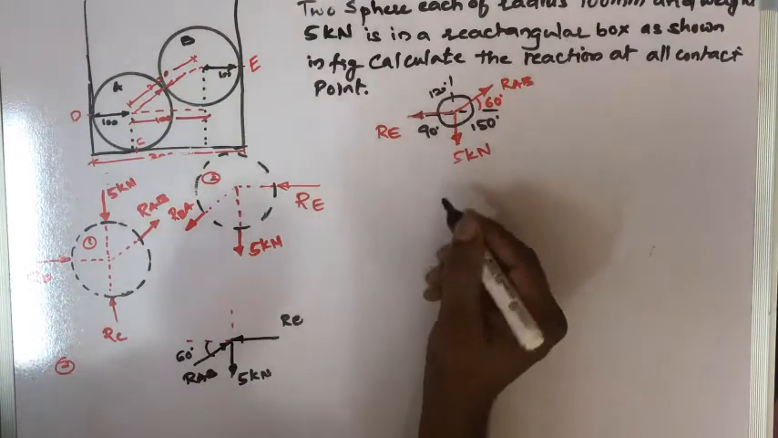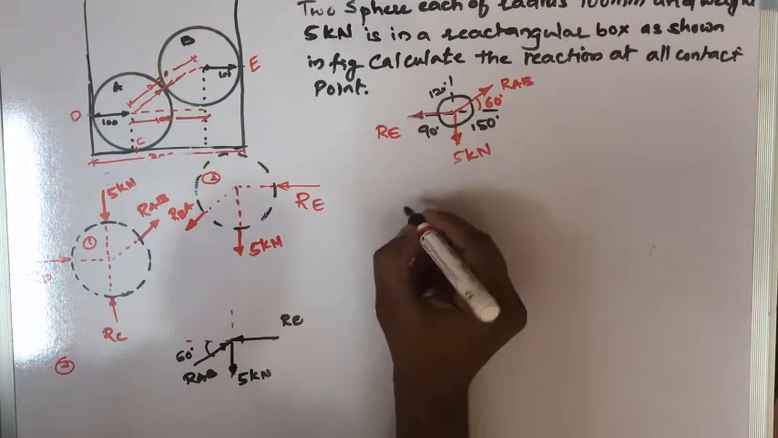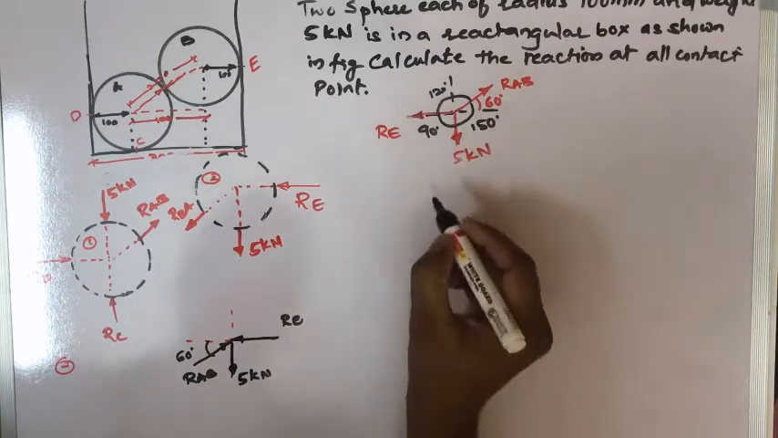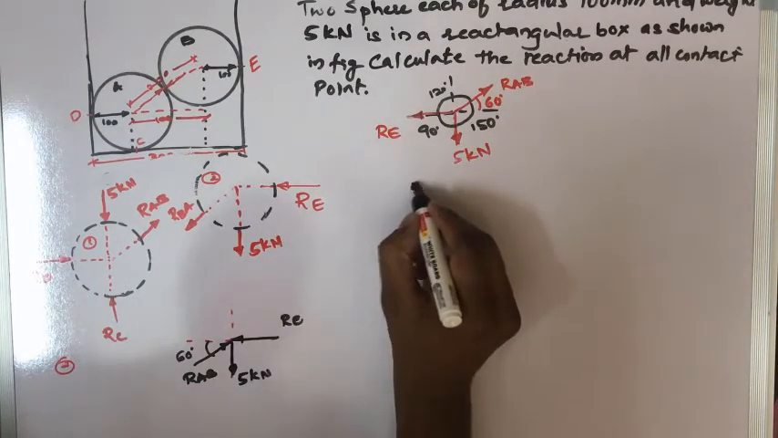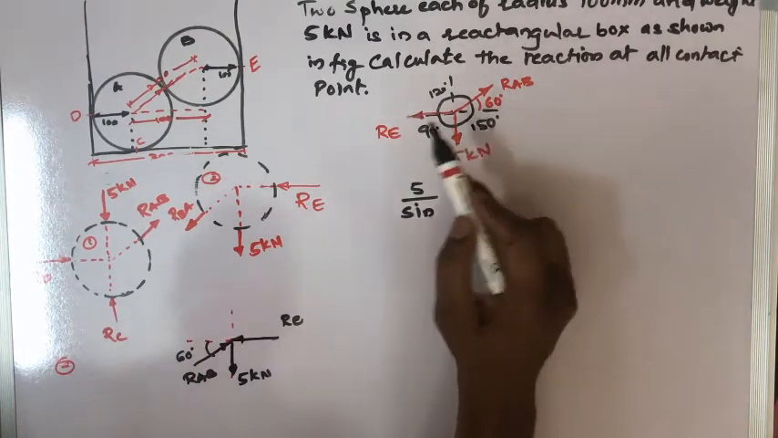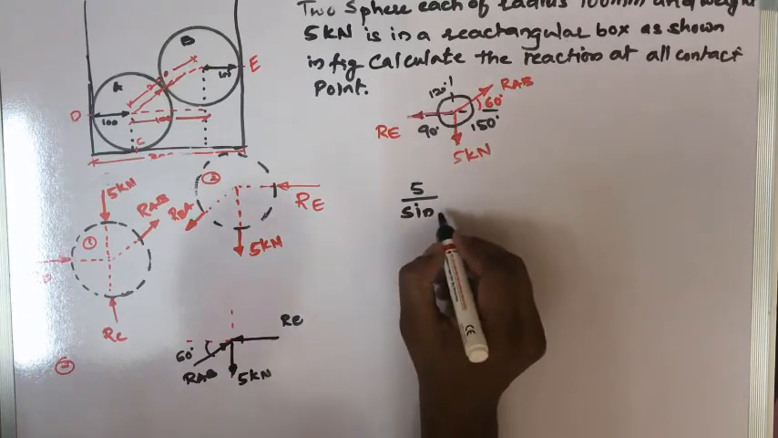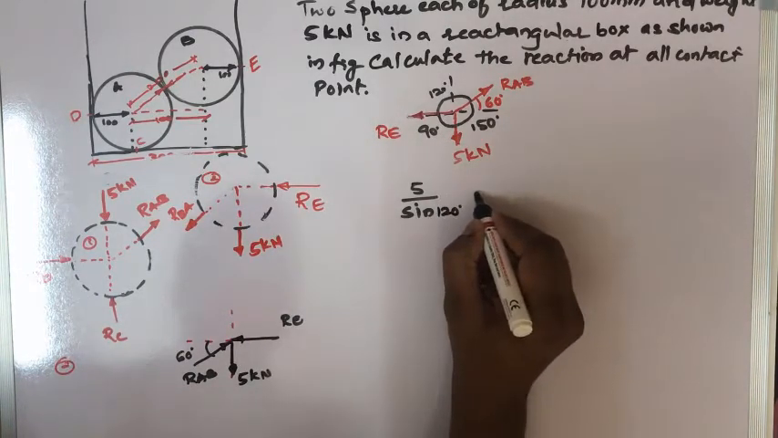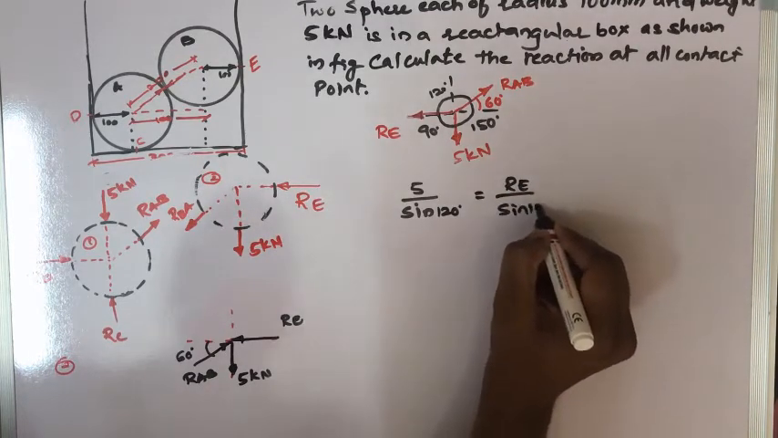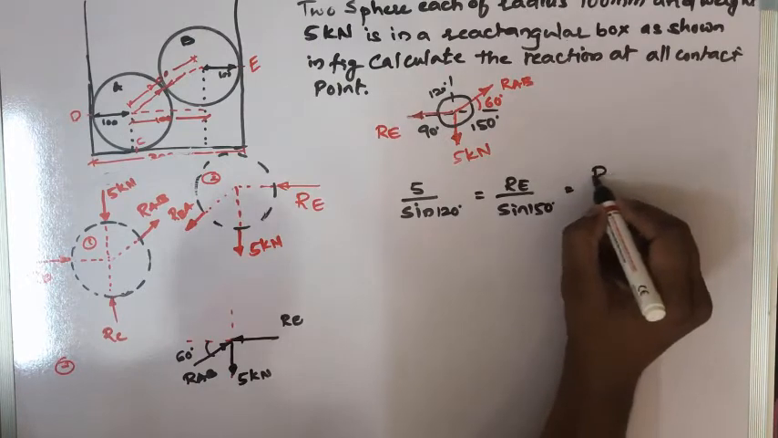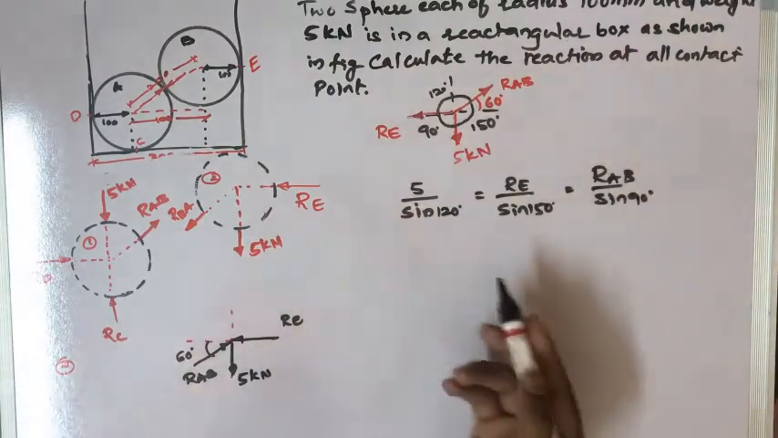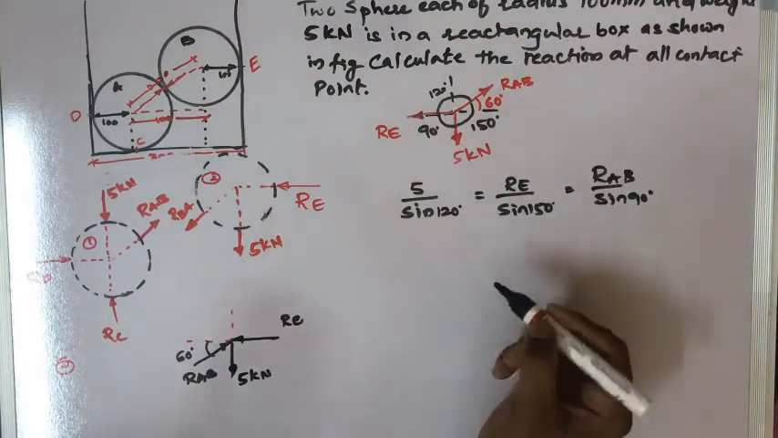So we can use Lamè's theorem formula, which says that the magnitude of each force is proportional to the sine of the angle between the other 2 forces. First I'll consider the 5 kilonewton force, which is proportional to the sine of the angle between the other 2 forces. The other 2 forces are RAB and RE, and the angle between them is 120 degrees. Similarly, RE over sine 150 and RAB over sine 90 degrees. This is the equation we get with the use of Lamè's theorem.